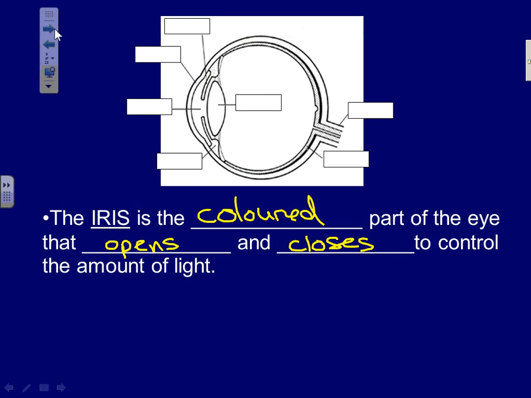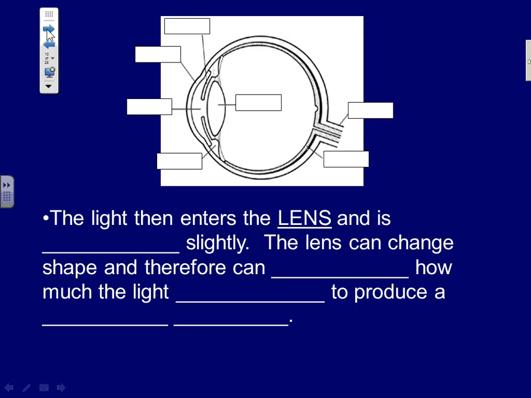Okay. Let's talk about what happens next. So it's hit the cornea. It's focused most of the time. It goes around the iris into the pupil, and it now encounters the lens. The light then enters the lens and is blanked slightly.